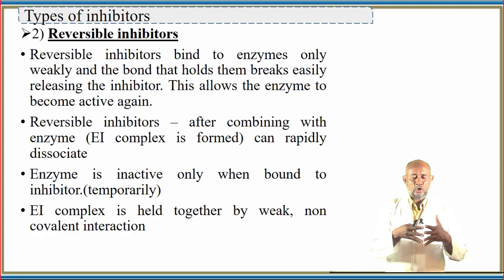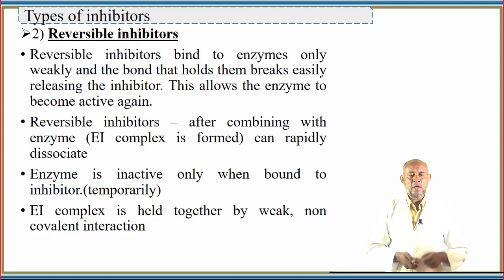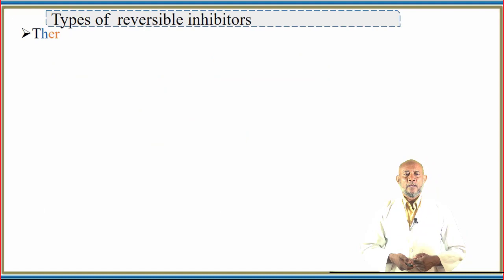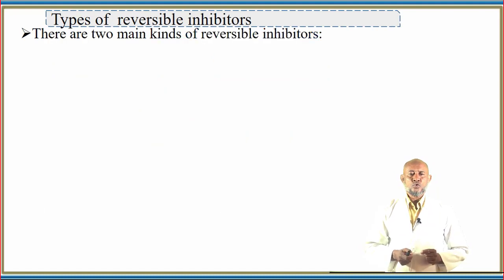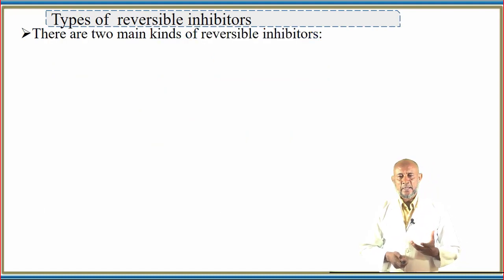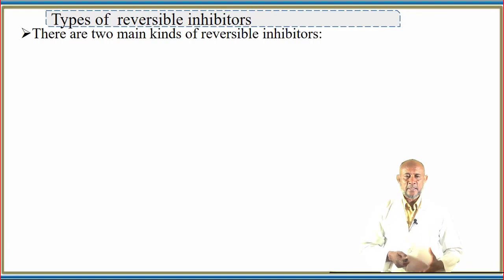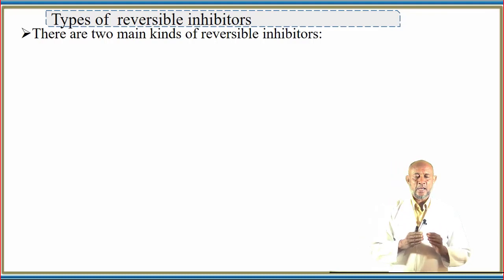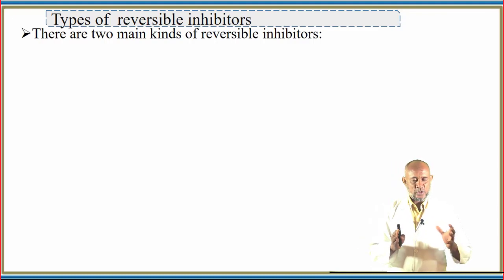The bond that holds these two is very, very weak and non-covalent. Therefore, the enzyme can work again. Now, there are two main kinds of reversible inhibitors. We said that the inhibitors are basically divided into two groups.